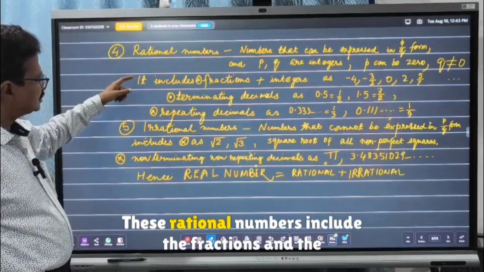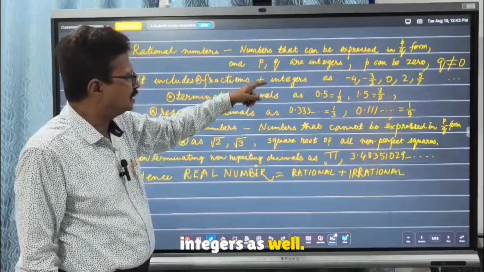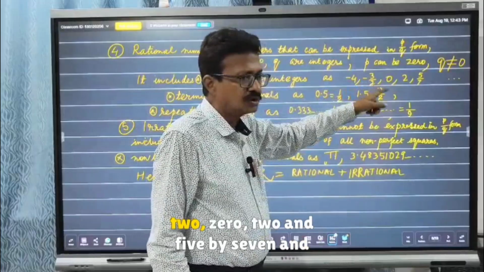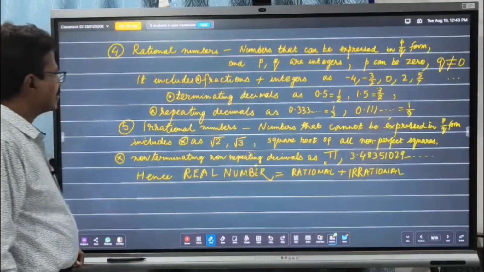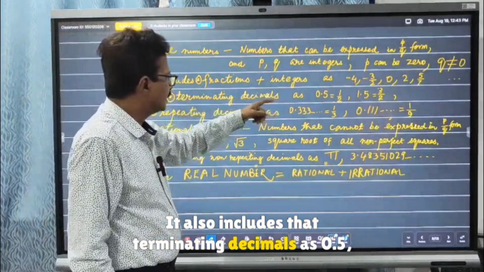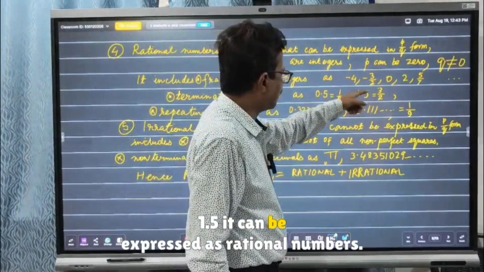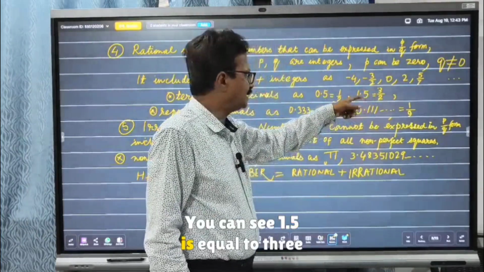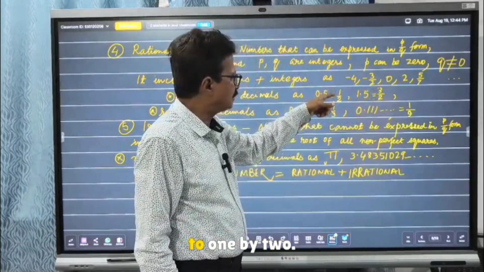These rational numbers include the fractions and the integers as well, as for example -4, -3 by 2, 0, 2 and 5 by 7 and so on. It also includes the terminating decimals as 0.5, 1.5. They can be expressed as rational numbers. You can see 1.5 is equal to 3 by 2 and 0.5 is equal to 1 by 2.